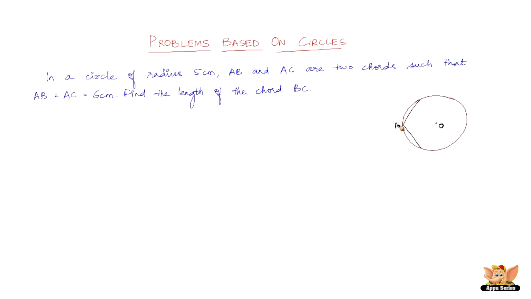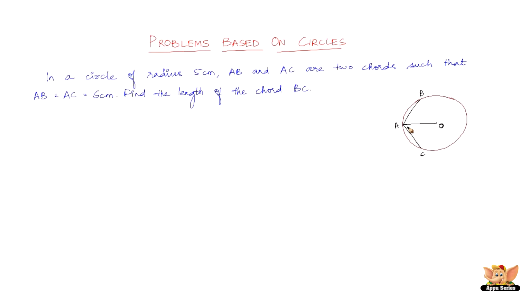We have two chords AB and AC which are equal to each other. And then there is the radius, 5 centimeters. Now, we clearly know from one of the properties in the earlier videos that if AB and AC are two equal chords of a circle, then the center of the circle lies on the bisector of angle BAC. So that is the property we are going to use here.